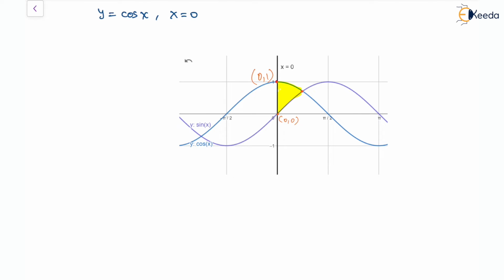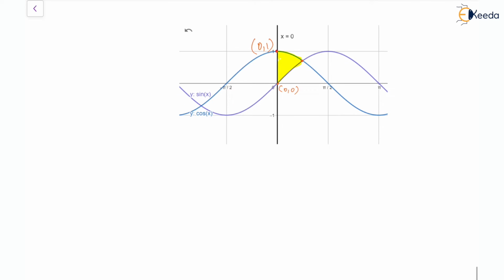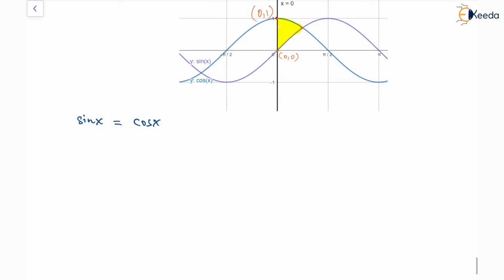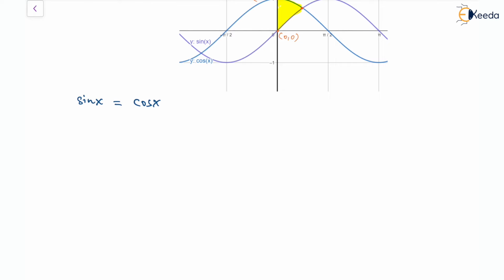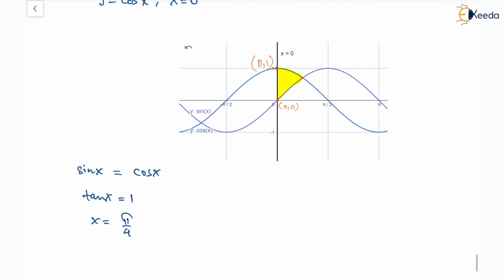The other point of intersection is between cos x and sin x. This is possible when sin x becomes equal to cos x, which is happening in the first quadrant. Of course, there could be more points of intersection. This is possible when tan x is 1, so x becomes pi by 4. This will give the limit for x. So one limit is x equal to pi by 4, the other one is x equal to 0.